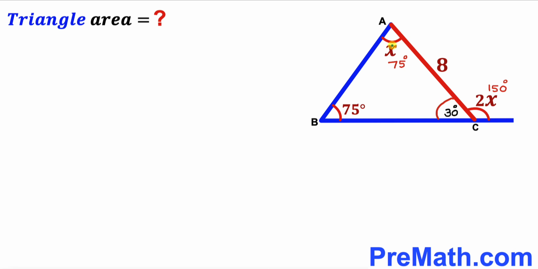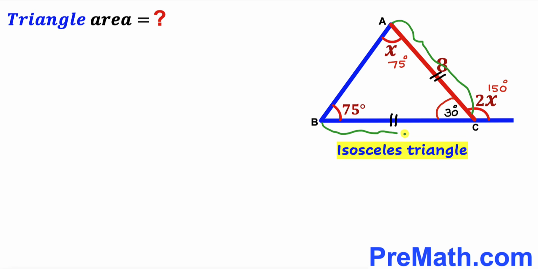And now let's focus once again on this triangle ABC. And we can see this triangle ABC is our isosceles triangle, since this angle is 75 degrees and this angle is 75 degrees as well. So we conclude that this side AC length has got to be congruent to this side BC length. And we know this AC side length is 8 units. So this side BC length has got to be 8 units as well.